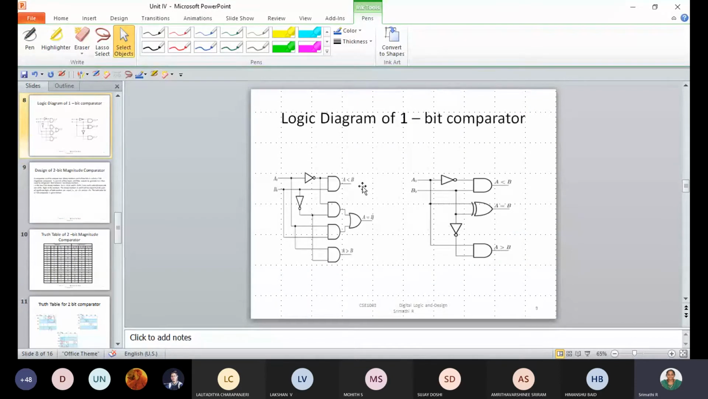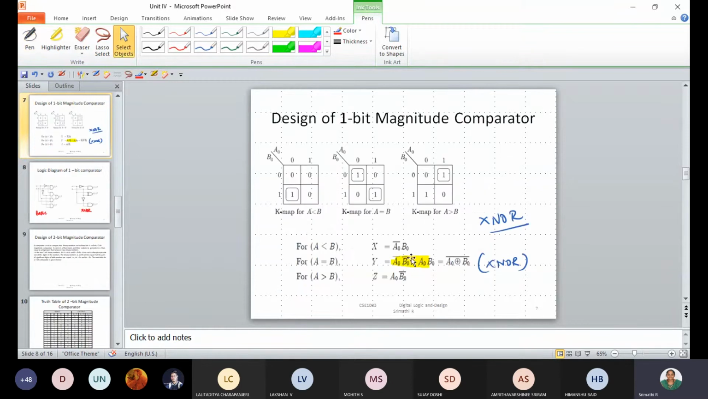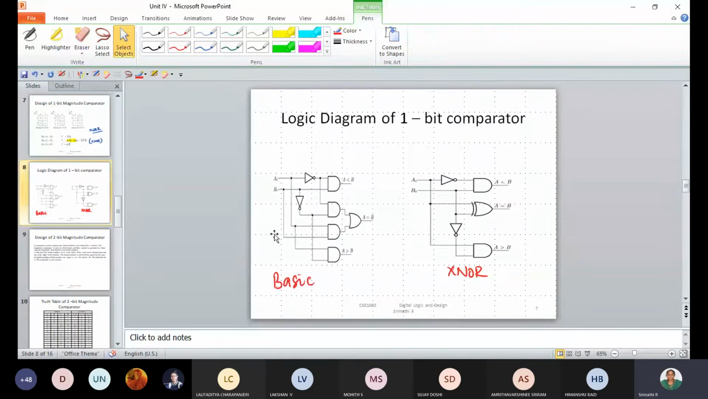All this you know how to implement. I have implemented it using the basic logic gates, namely AND, OR, and NOT, and here I have used the XNOT gate for this expression. This can also be done by using the AND and OR gates, which is what I have tried here, and here this is using your XNOR gate.